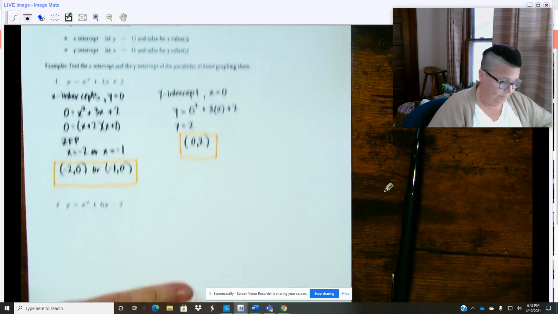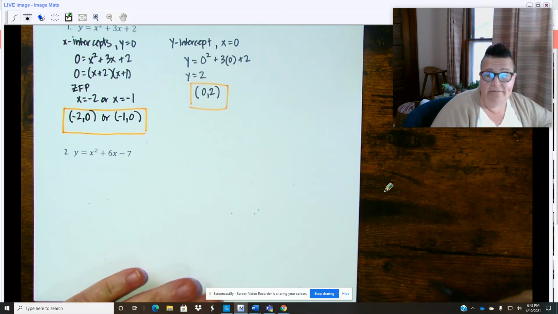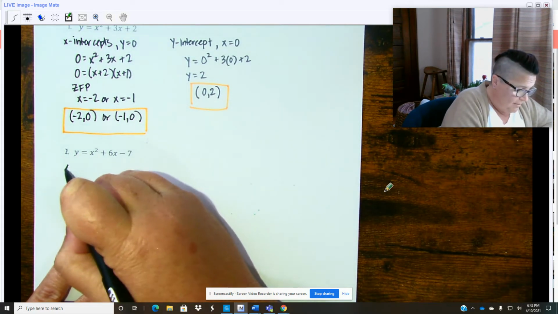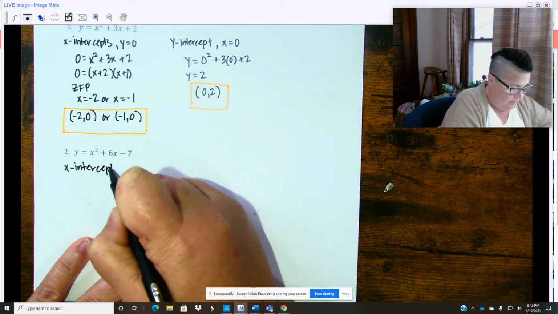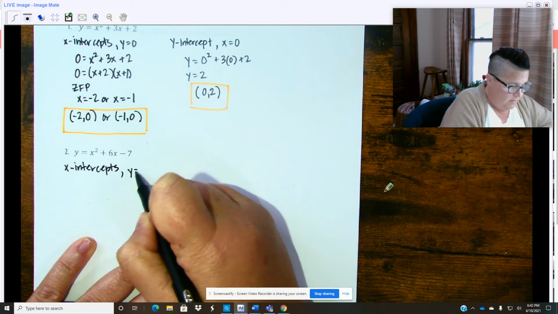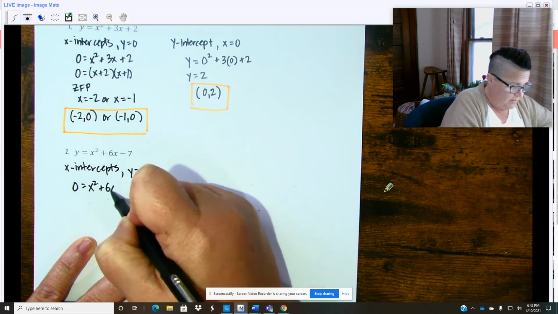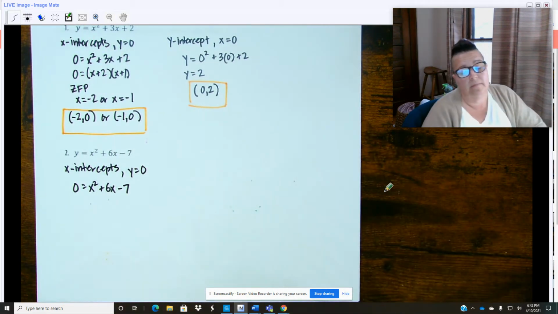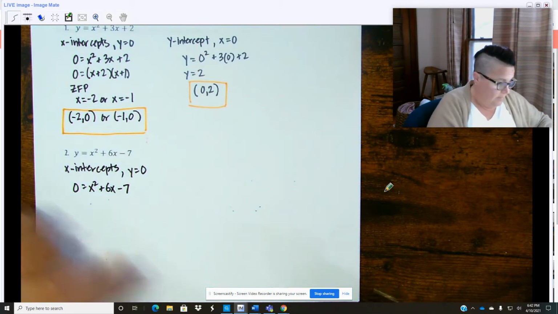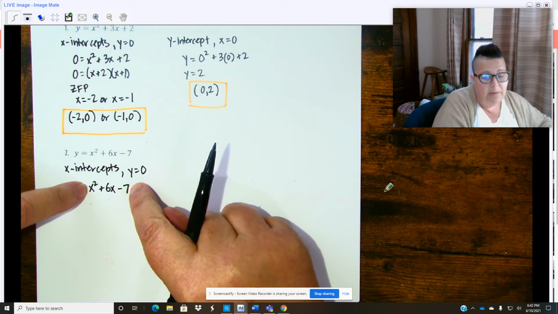Let's try it again. I have y is equal to x squared plus 6x minus 7. So my x-intercepts occur, we'll do x-intercepts first, when y is equal to 0. So 0 is equal to x squared plus 6x minus 7. Okay. This is not a perfect square. I know that because 7 is not a perfect square, so this cannot be a perfect square trinomial. I cannot use the square root function.